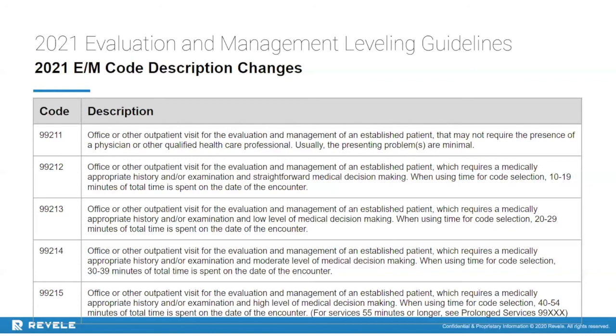For services of 55 minutes or longer, you'll use the prolonged service code 99XXX, which currently has not been determined yet. It is in the proposed stage, and hopefully we'll know something within the next couple of weeks. So notice that for each of the visits, excluding 99211, for both new and established E&M codes, it requires a medically appropriate history and/or examination, although you will no longer be leveling by those.